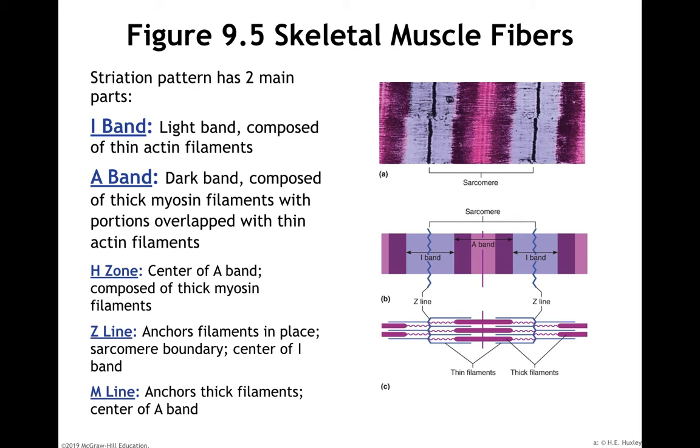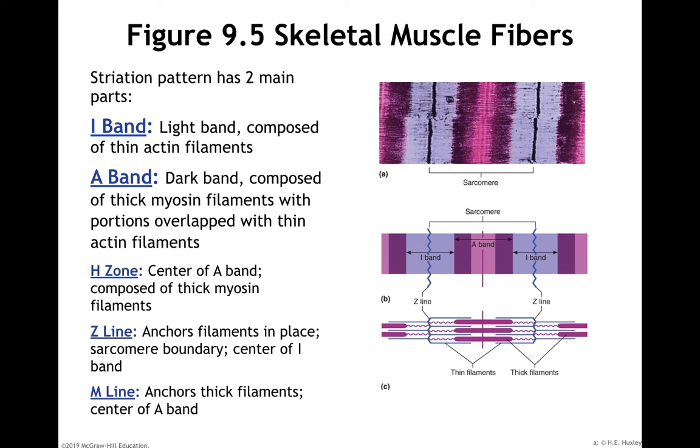When we look at the striations, we see two major patterns, an I band and an A band. The I band is a light band composed of thin actin filaments. The A band is a darker band composed of thick myosin filaments with portions overlapping with the thin actin filaments. That H zone is the center of the A band. It's composed of thick myosin filament.